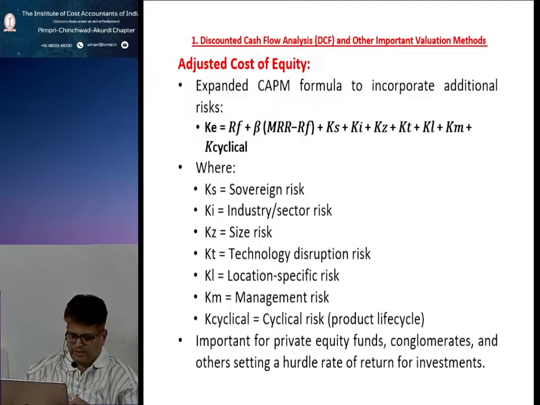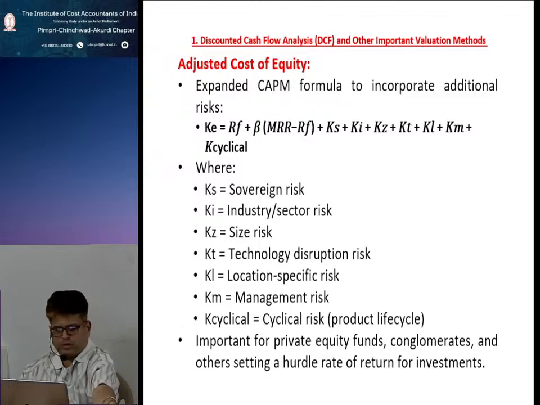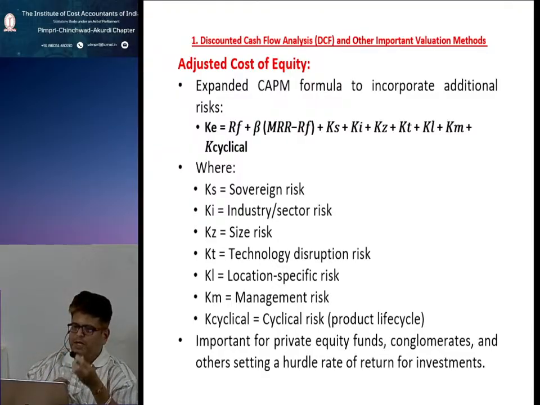Now adjusted cost of equity is another concept that we will try to understand. It is the expanded CAPM formula to incorporate additional risks. The formula precisely is: cost of equity is equal to RF plus beta into bracket MRR minus RF, plus KS plus KI plus KZ plus KT plus KL plus KM plus K cyclical.